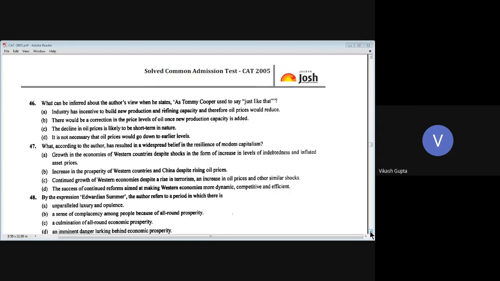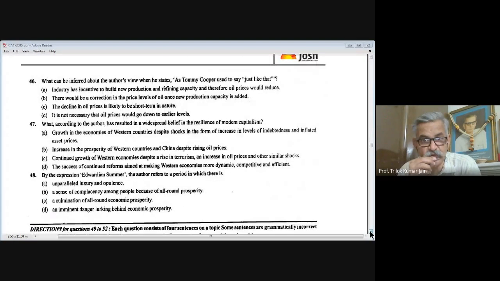46. What can be inferred about the author's view? A: Industry has incentive to build new production and refining capacity, and therefore oil prices would reduce. B: There would be correction in the price level of oil once new production capacity is added. C: The decline in the oil price is likely to be short term in nature. D: It is not necessary that oil prices would go down to earlier levels.